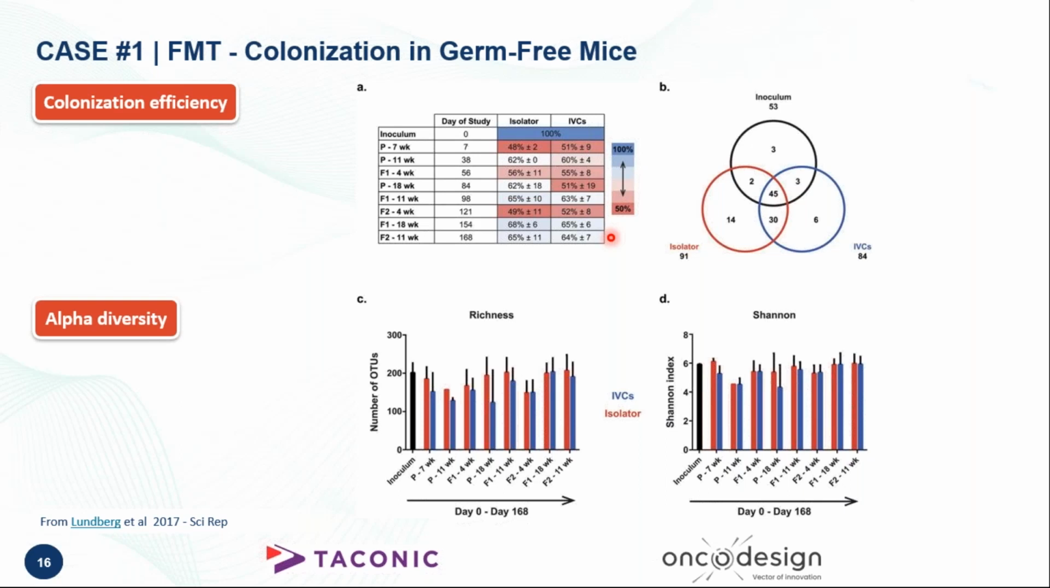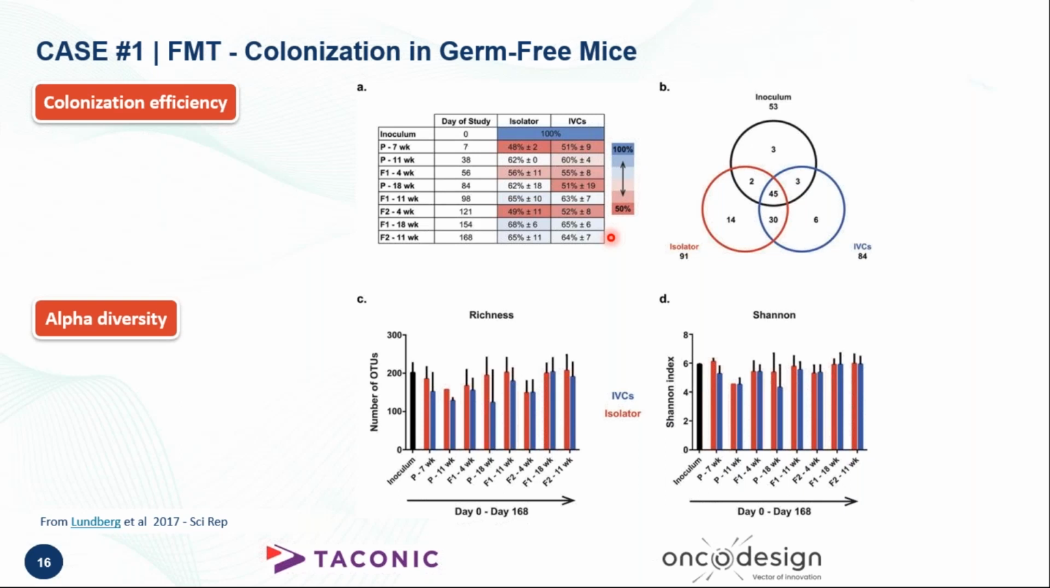However, when we did the statistical comparison, there was no significant difference found in the colonization efficiency between the two different housing systems at any time point. Meaning when we compare isolator versus IVC at each horizontal row, there was no significant difference.